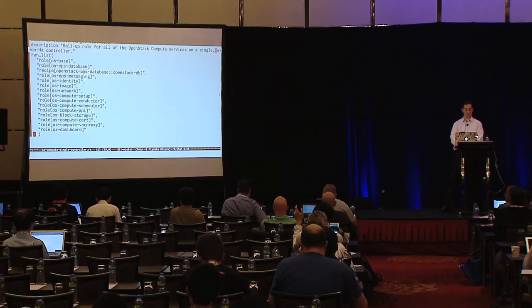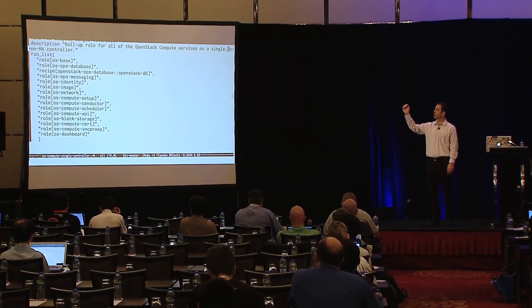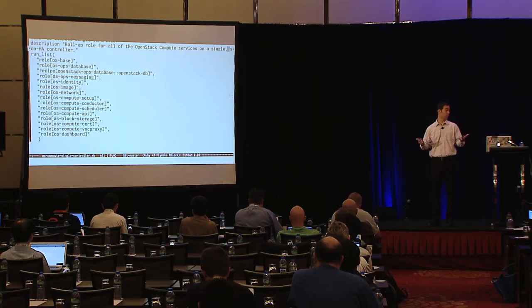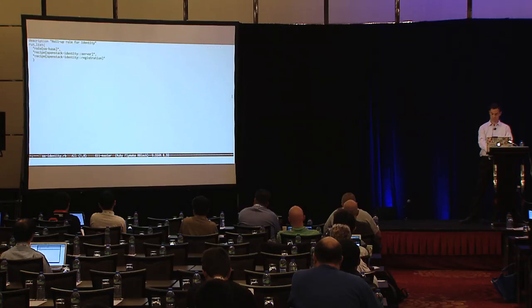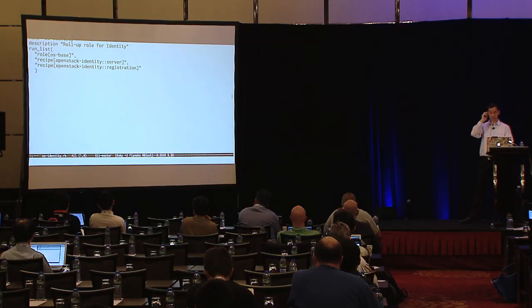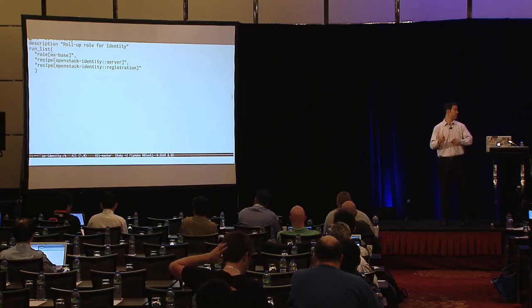So OS ops messaging calls OS base, it calls the messaging server, which calls RabbitMQ. It configures RabbitMQ, depending on which version you want. And so we configure our database, our messaging, and then we configure Keystone, so OS identity. It calls OS base, and then it sets up your identity server and does registration. So it registers the service.